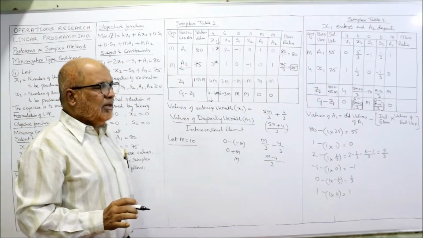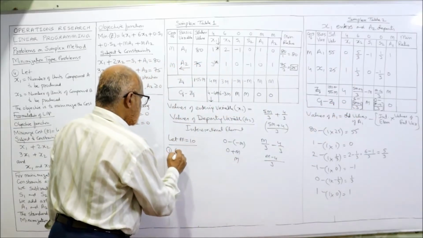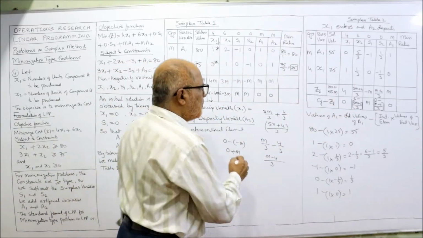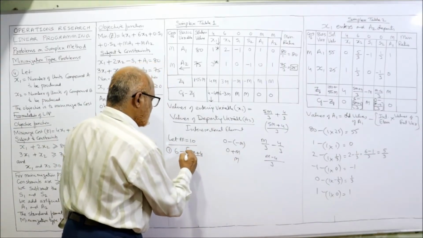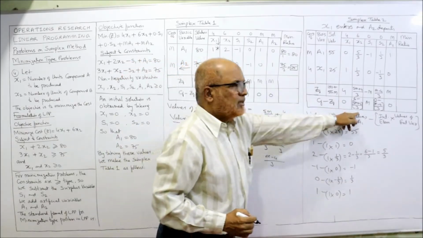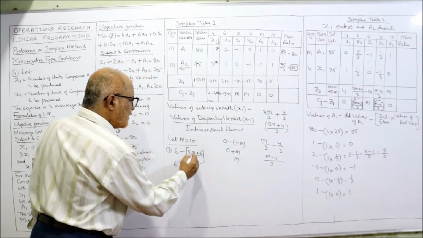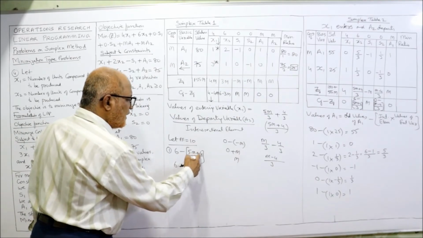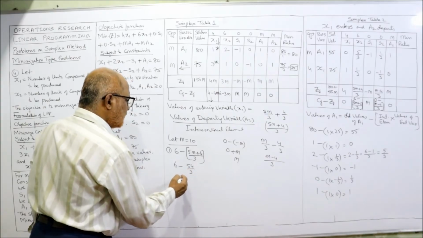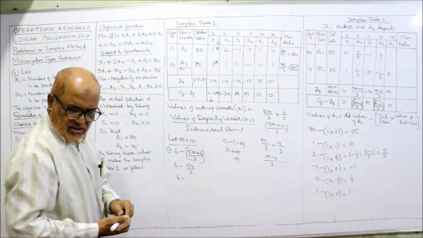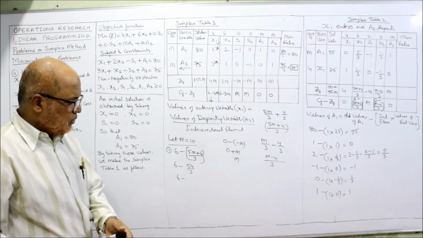Now, for this value, the first one, 6 minus 5m plus 4 divided by 3. This is the value of Cj minus Zj. So 6 minus 5 into 10. 5 into 10 is 50. 50 plus 4, 54 by 3. So 6 minus 54 divided by 3 is equal to 18.